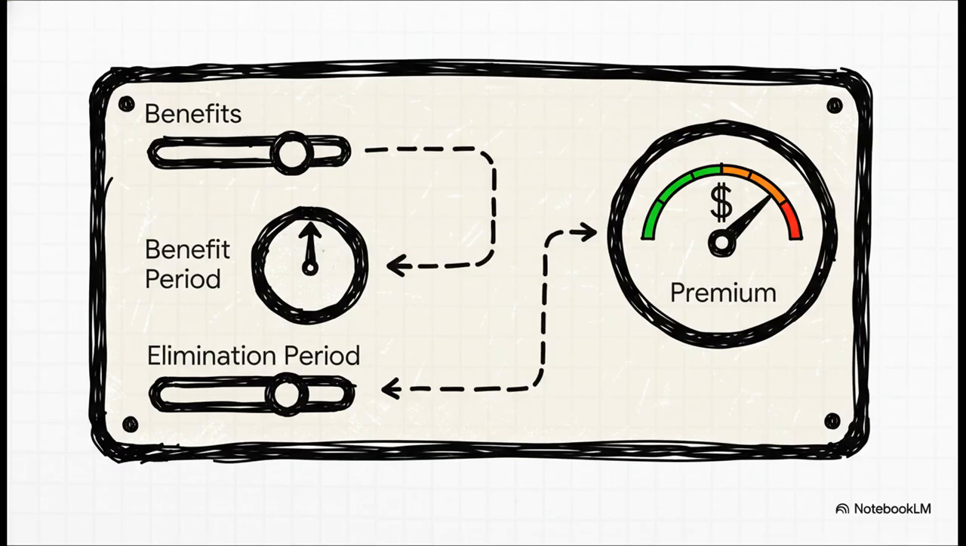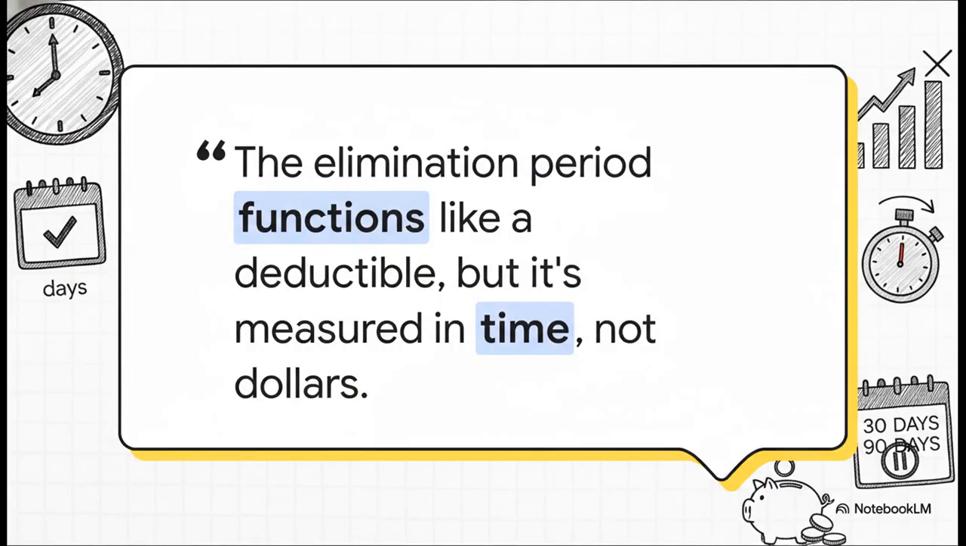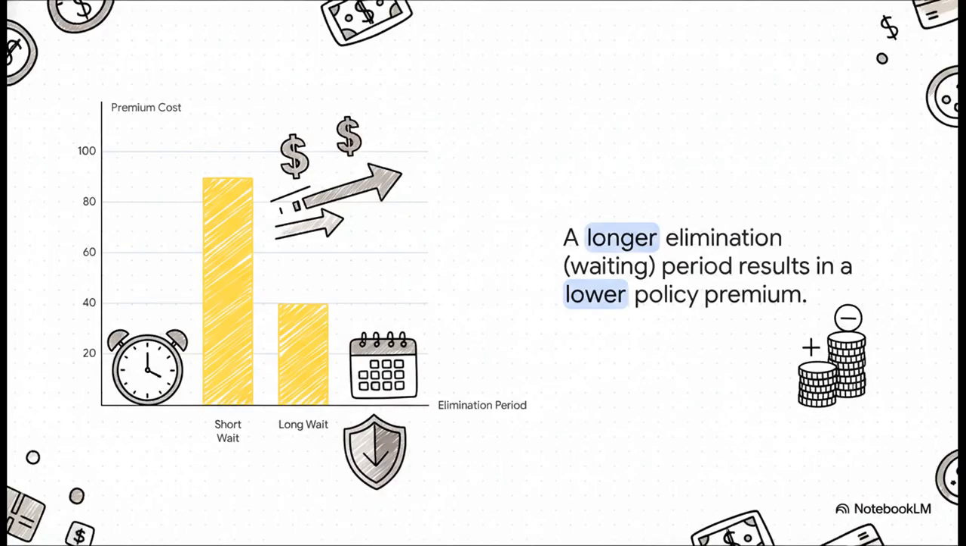But if you want to lower it, you can choose longer waiting periods before your coverage kicks in. That elimination period is a super important idea to get. It basically works like a deductible, but instead of being measured in dollars, it's measured in time. It's the number of days, say 30 or 90 days, that you agree to wait before your benefits start paying out.